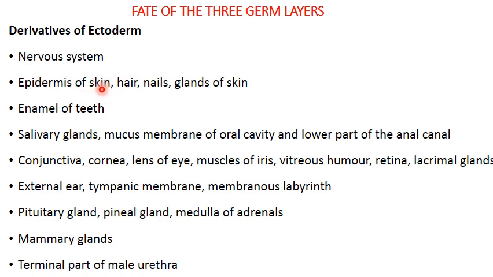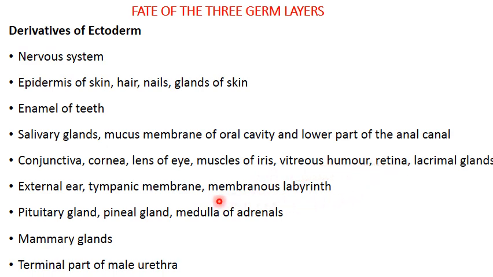So, just go through it because ectoderm, ecto meaning outside, mainly gives the nervous system. You have the epidermis, what is present on the epidermis: skin, hair, nails, glands of skin, then you have the enamel of teeth, then you have the salivary glands because the oral cavity is lined by the ectoderm. The lower part of the anal region is lined by the ectoderm. Then related to the eyes, your conjunctiva, cornea, lens, muscles of the iris, vitreous humor, retina, these are all made from ectoderm.